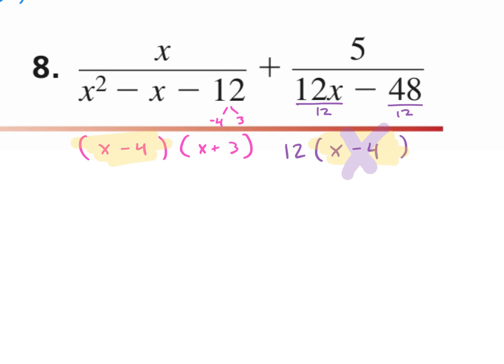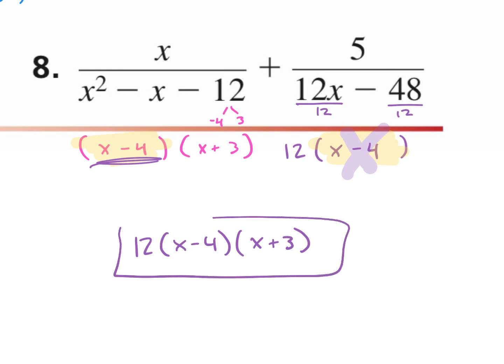So what is our denominator and our answer going to be? 12 times x minus 4 times x plus 3. So you have to keep one of them. You just don't need to write both of them. So this is our denominator and our answer.